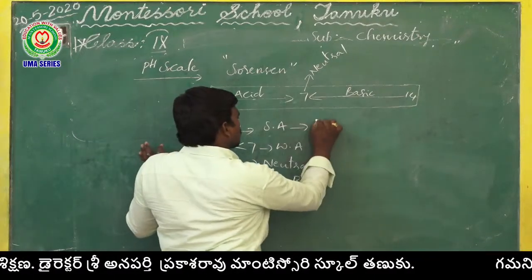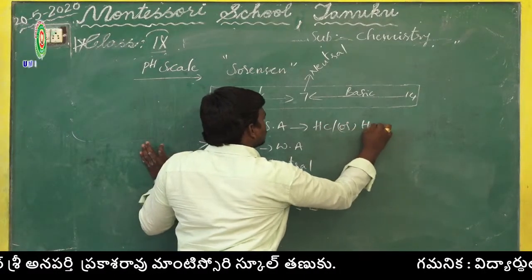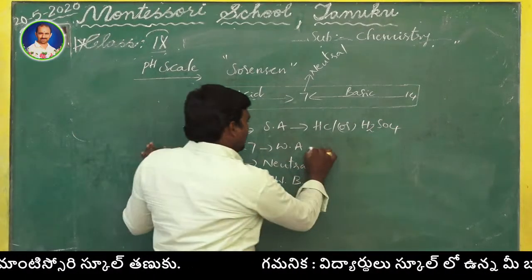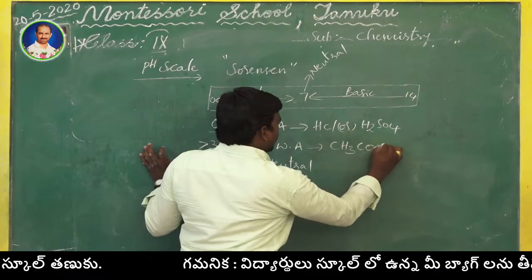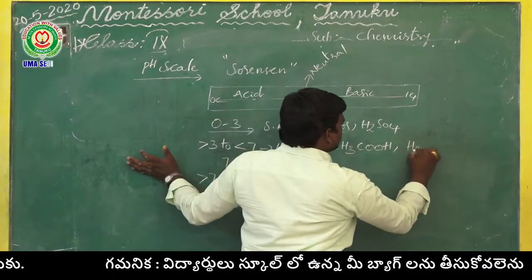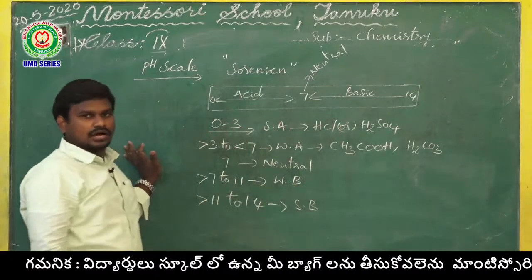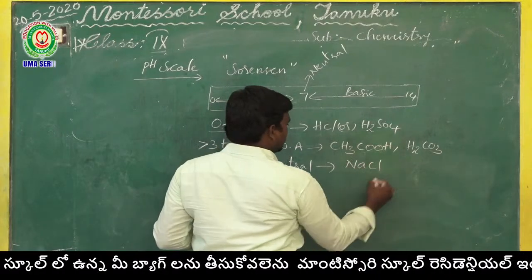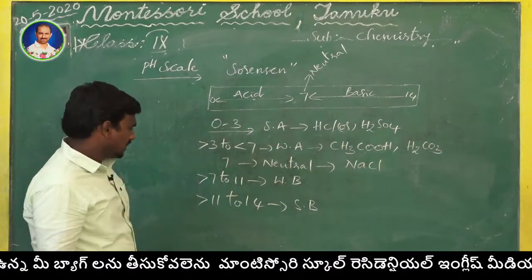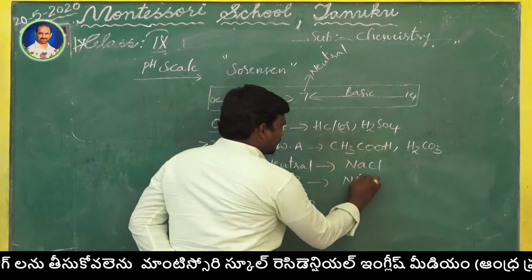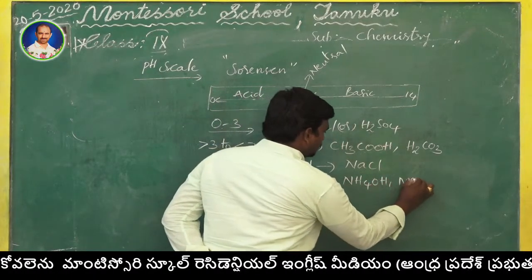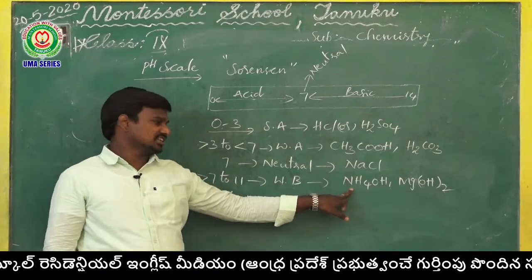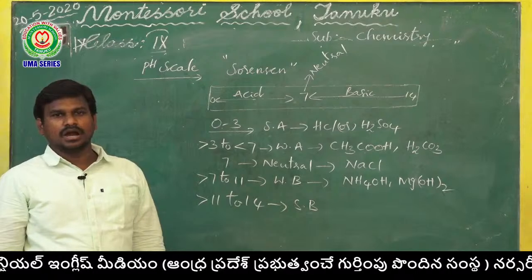What are the examples of strong acid? HCl or H2SO4. And weak acid, CH3COOH, acetic acid, or H2CO3, carbonic acid. And neutral substance means common salt, NaCl, or water. They are neutral substances. And weak base means NH4OH and Mg(OH)2. These are weak bases. NH4OH means ammonium hydroxide. Mg(OH)2 means magnesium hydroxide.